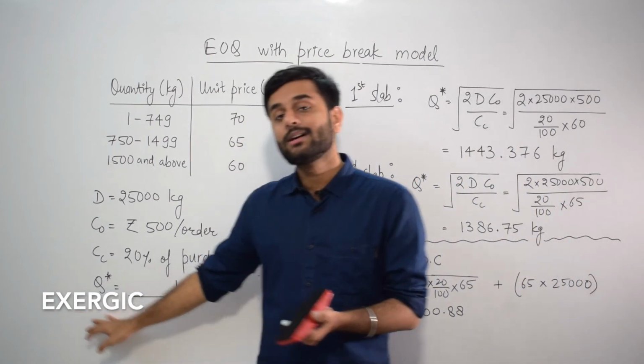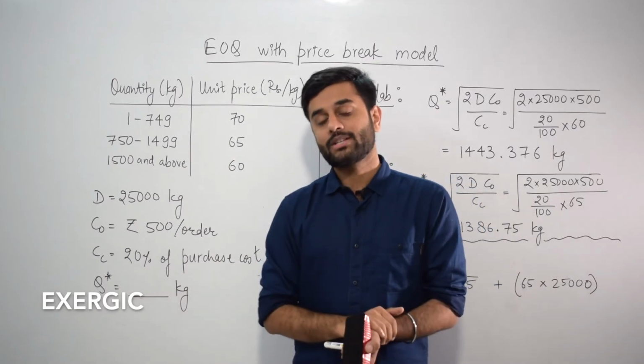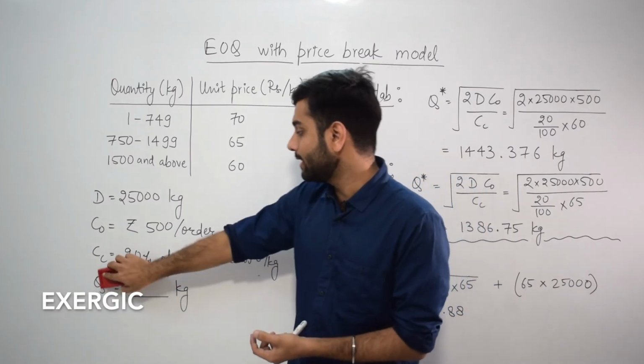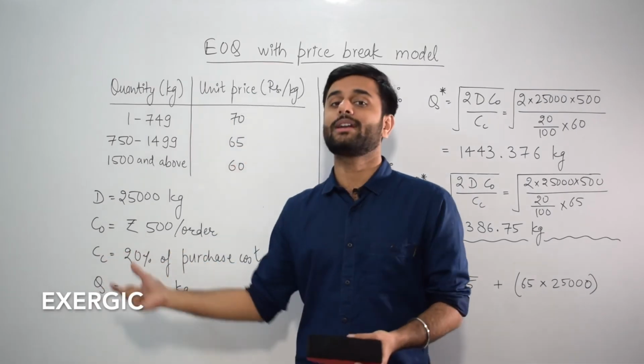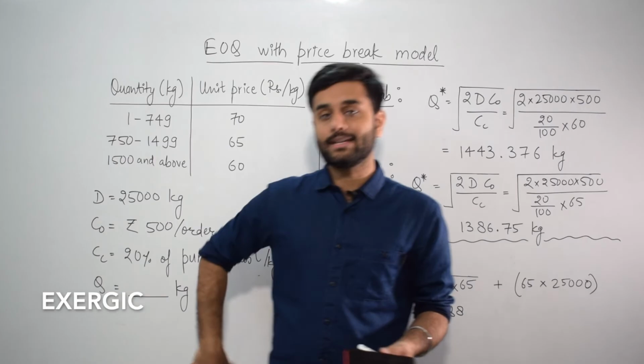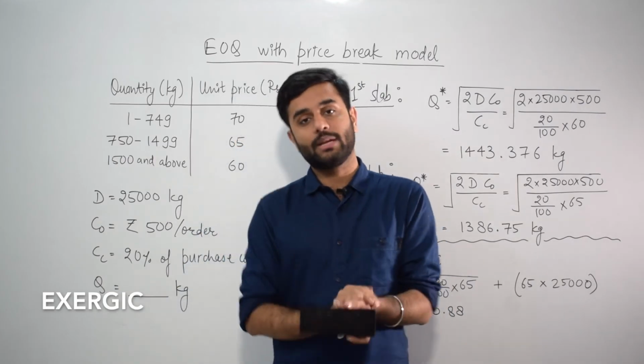And it's asking how much quantity it should ideally order. It's not necessarily Q star, because it's not necessary that EOQ will be the answer. How much quantity should you order in kgs so that the total cost is minimized, right?